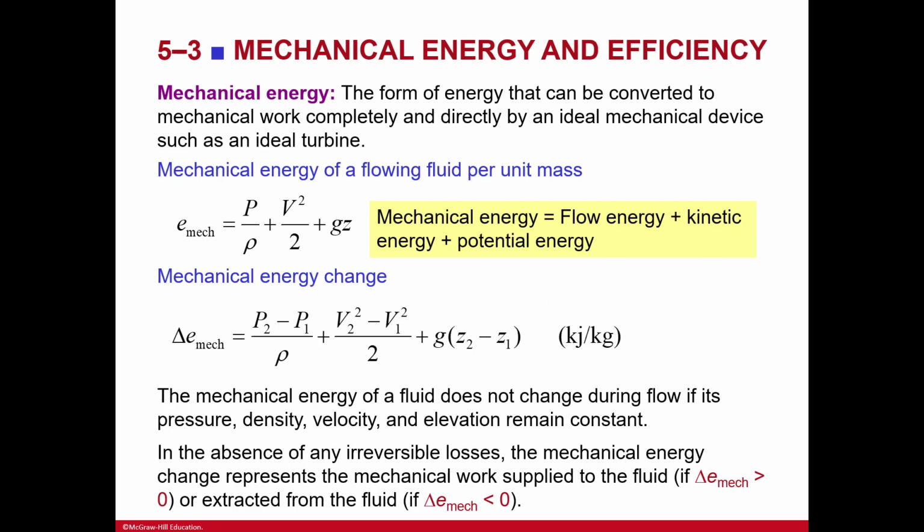So let's move on to mechanical energy. This is a form of energy that can be converted to mechanical work completely and directly by an ideal mechanical device, such as an ideal turbine. Just a note: anytime you see "ideal," this means the best case scenario, the most efficient, negating any kind of friction, which doesn't exist. It's never logistically possible to reach this, but this is the benchmark that we strive for.